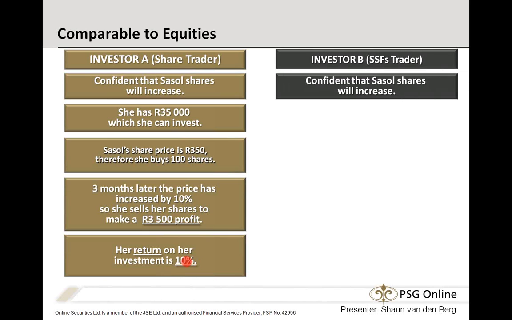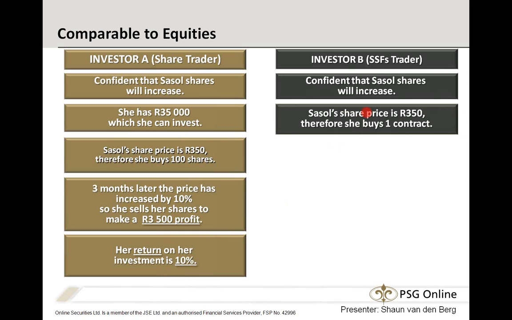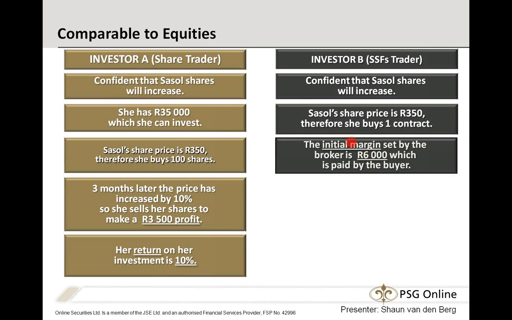Okay. Also optimistic about Sasol share price going up. Now we do this. The difference is now we go buy one contract. Remember what I said just now? One contract is equal to 100 shares. So it's exactly the same scenario. The difference comes in now with the margin. I don't need to put on 35,000 Rand. In this situation, I need to put on initial margin or initial deposit of only 6,000 Rand to have the equivalent of 35,000 Rand in exposure.